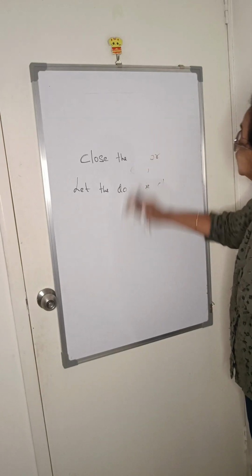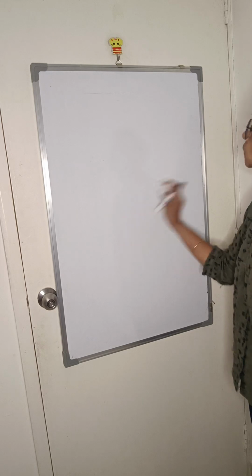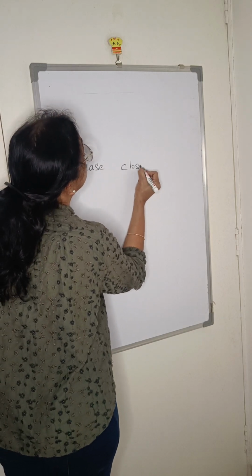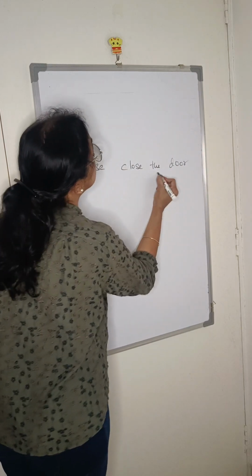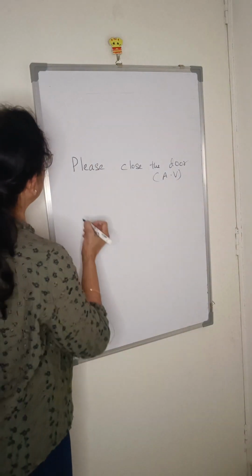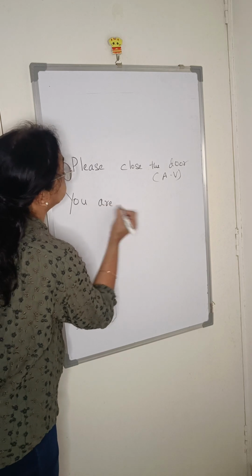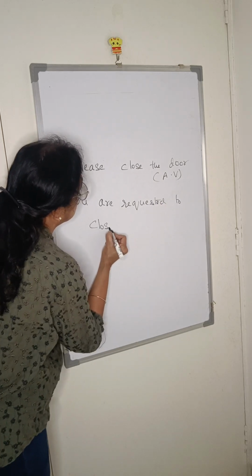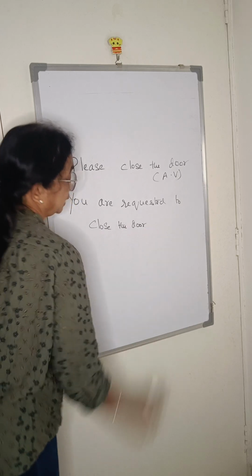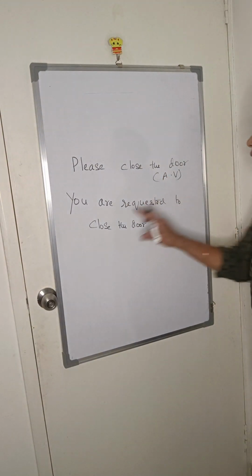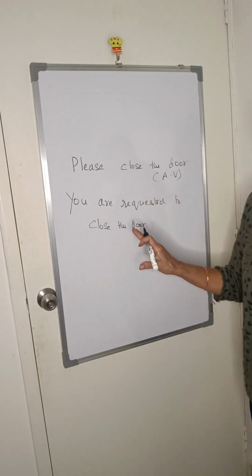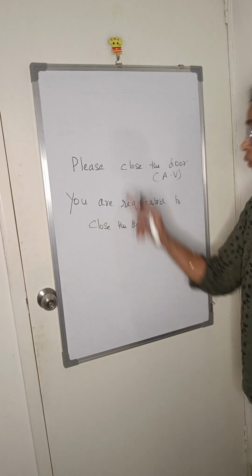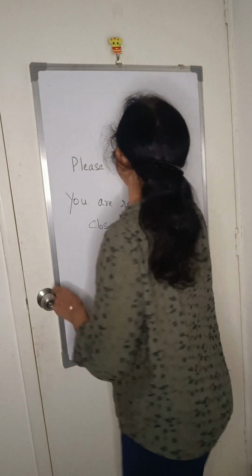Now, when a request is there, you will see the difference. Please close the door. When it is like this in active voice, please close the door, the passive is: you are requested to close the door. Understood? Got it? Very nice. Please close the door, you are requested to close the door. Simple close the door, let the door be closed. Shut the door, let the door be shut. Please shut the door, you are requested to shut the door. Got it?